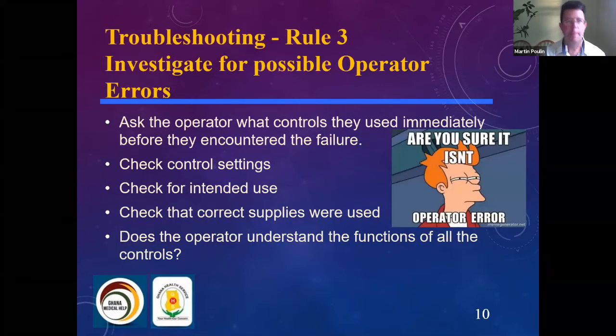Rule number 3, investigate for possible operator errors. Ask the operator what controls they used immediately before they encountered the failure. So check the position of all switches and controls to be sure that they are correctly positioned and working. Check for the intended use to make sure that the equipment is being used appropriately. Check that the correct supplies are being used. And does the operator actually understand all the functions of all the controls, because they may have switched something inadvertently.